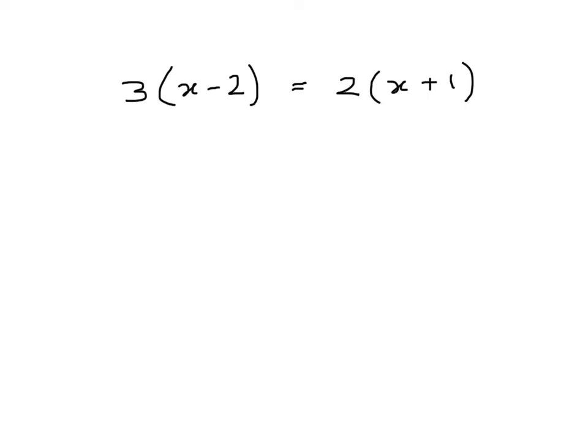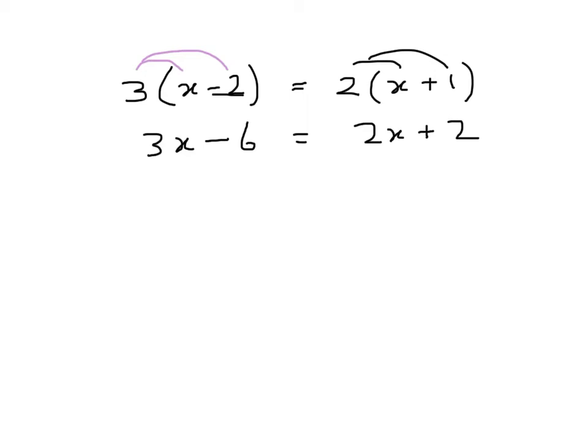We need to expand the brackets. Always get rid of these brackets first. So we're going to multiply everything on this side. 3x, that'll be 3 times negative 2 is negative 6. And on this side, I've got 2x plus 2.